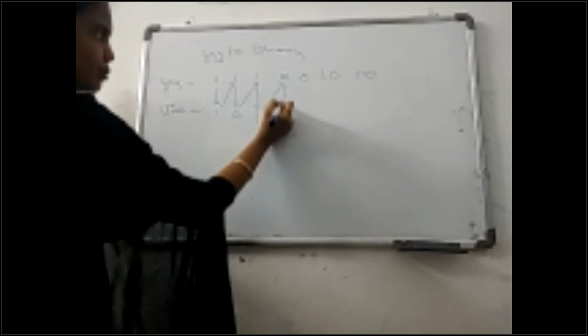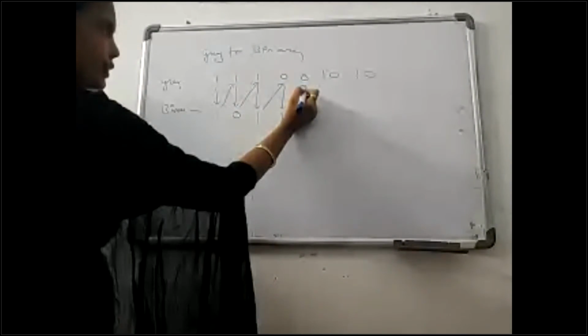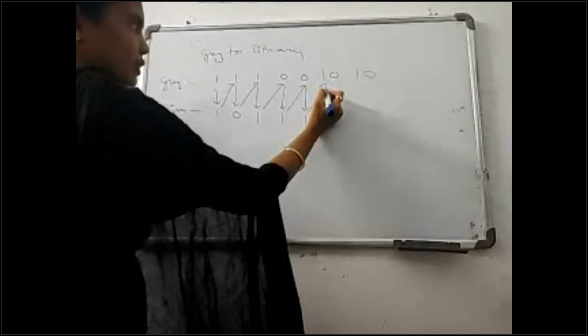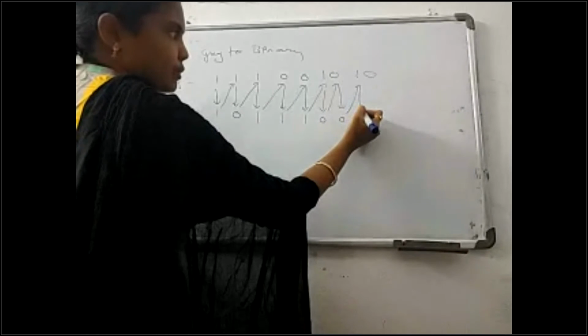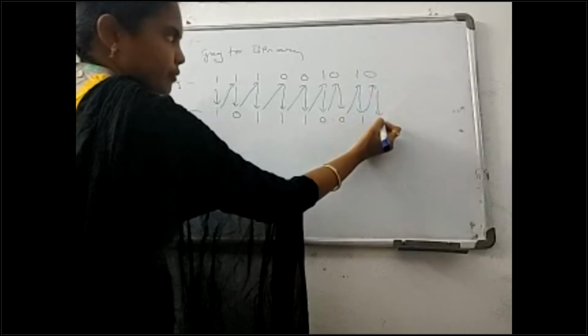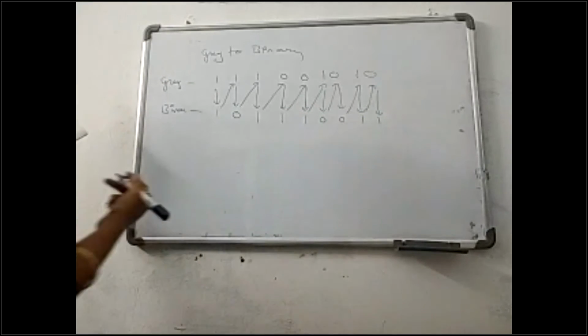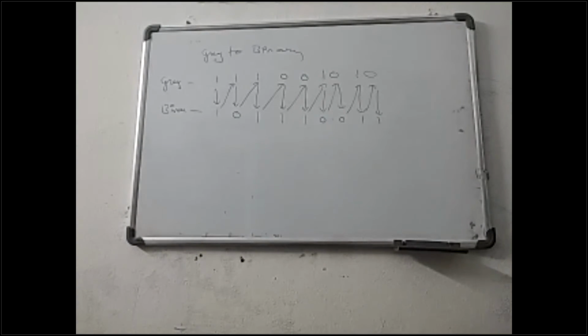Here, write the first value as the same, and now add this bit and the next bit. 1 plus 1 is what? 0. 0 plus 1 is what? 1. 1 plus 0 is what? 1. 1 plus 0 is what? 1. 1 plus 1 is what? 0. 0 plus 0 is what? 0. 0 plus 1 is what? 1. 1 plus 0 is 1. Okay. So this is the gray to binary conversion.